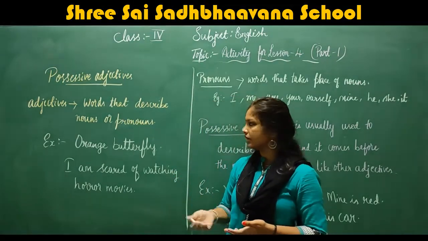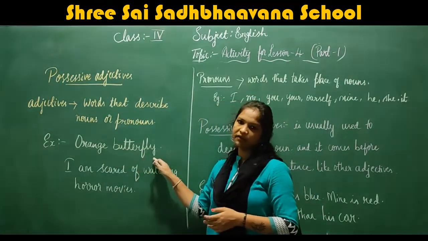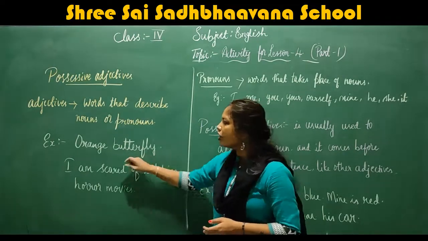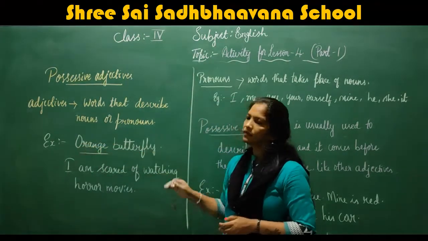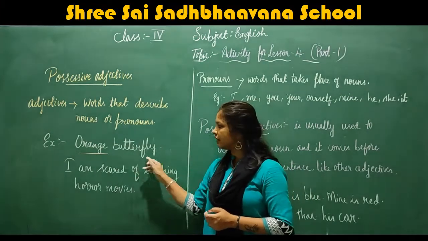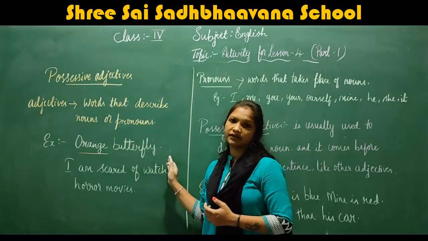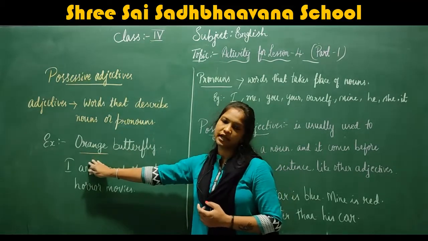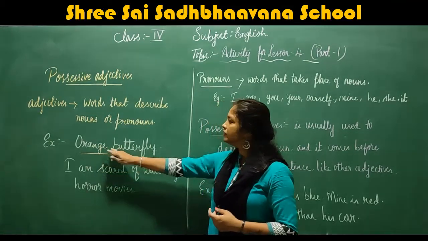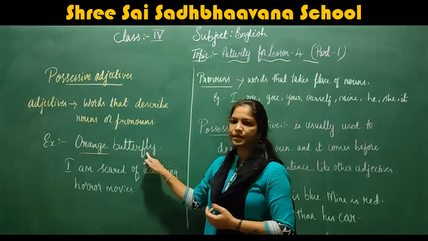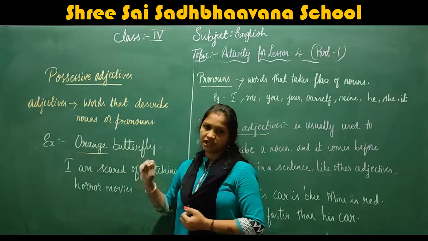An adjective gives extra meaning. For example, see: orange butterfly. Here, orange is an adjective because it is telling about the butterfly, what the color of the butterfly is. It is orange in color. So the word that describes a noun or pronoun is known as an adjective.